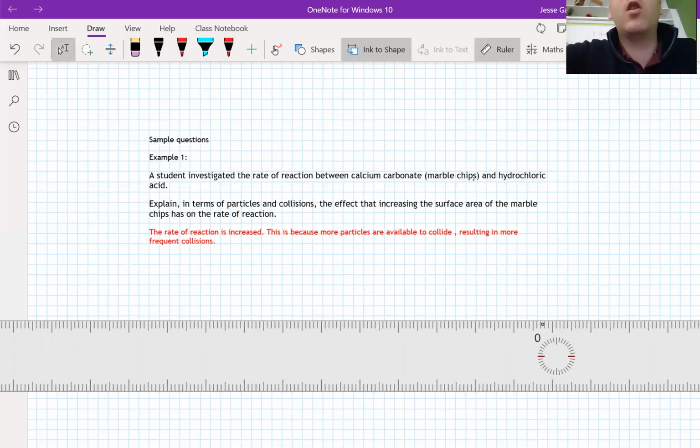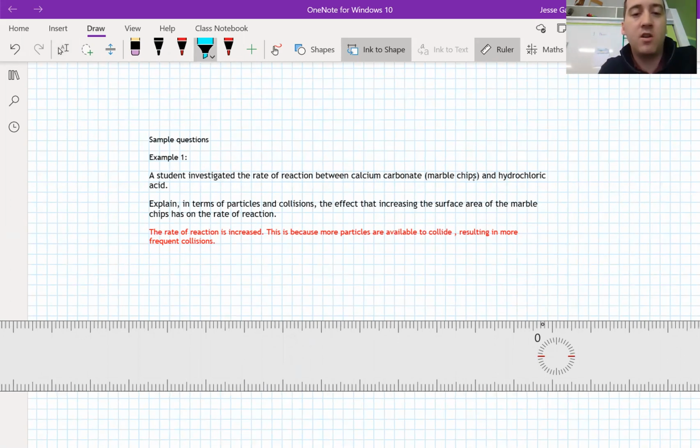Okay, so I want you to look at these questions, and what we're going to do is check the question, and then I've given you a sample answer. And we're going to talk about why it's a good answer or how it could be improved. Okay, so let's have a look at question 1. A student investigated the rate of reaction between calcium carbonate, which are marble chips, and hydrochloric acid. This is the exact same thing I talked about in the beginning when I was drawing the diagrams. Explain in terms of particles and collisions.